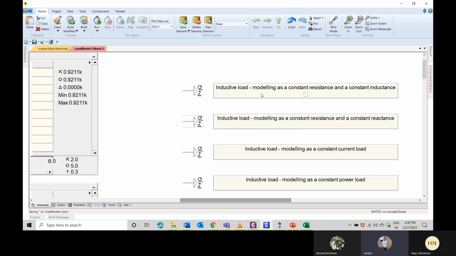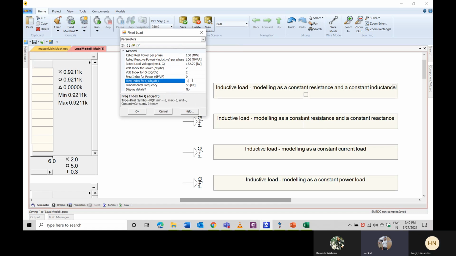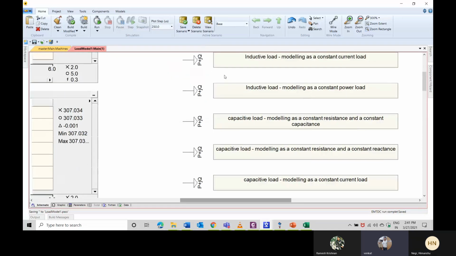Then this one is much more important: modeling as a constant resistance and constant inductance. How do I have to model this? Inductive load, minus constant resistance. I think you put just a square. And for constant inductance, I have included this -1 for the MVR, this frequency index. Can you see this? The frequency index is -1 for the reactive power. Now what it does is, whenever the frequency changes, it will constantly act as a constant inductance. This is for your example.